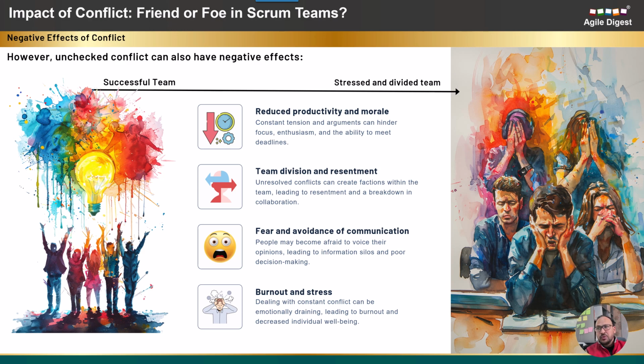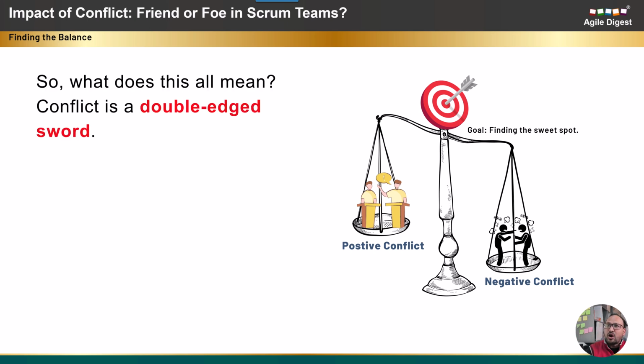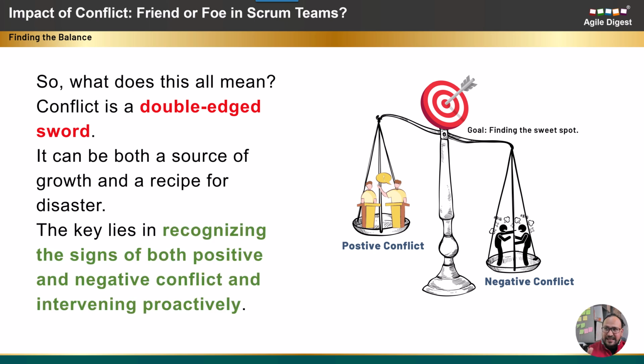So what we need to do, we cannot avoid conflicts, but you need to make a balance between positive conflict and negative conflict, or positive dissent and negative conflict. Our goal is to find the sweet spot. So what does this all mean? Conflict is a double-edged sword. It can be both a source of growth and a recipe for disaster. So the key lies in recognizing the signs of both positive and negative conflict and intervening proactively.